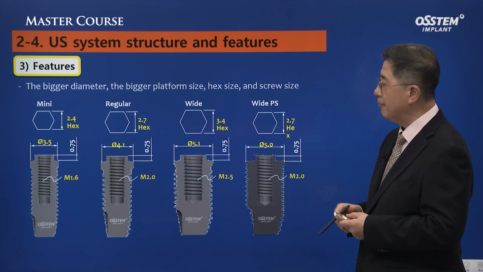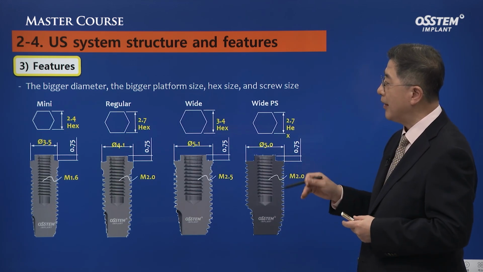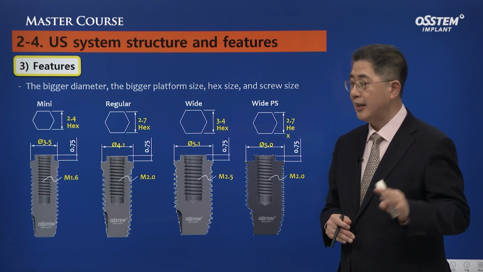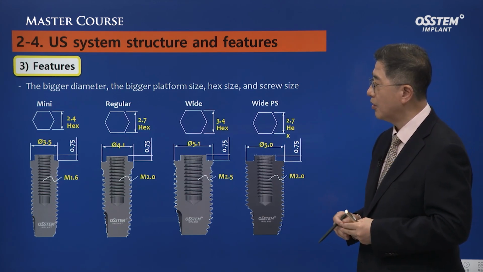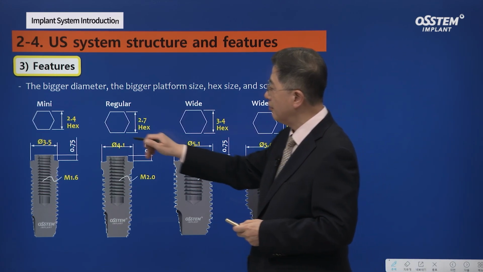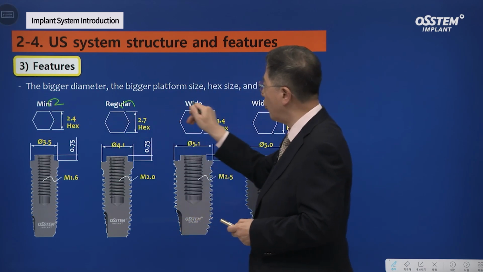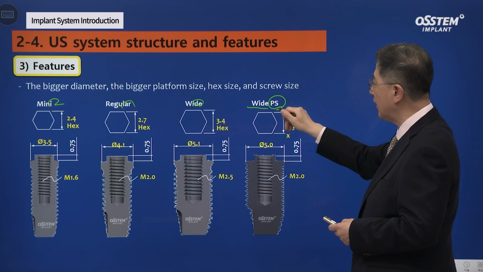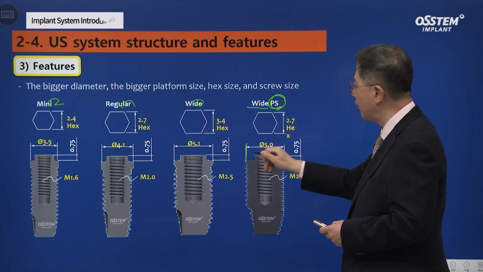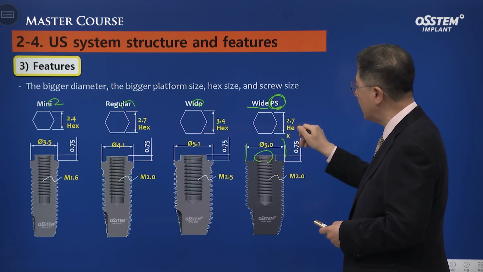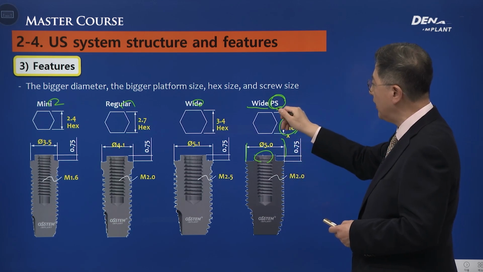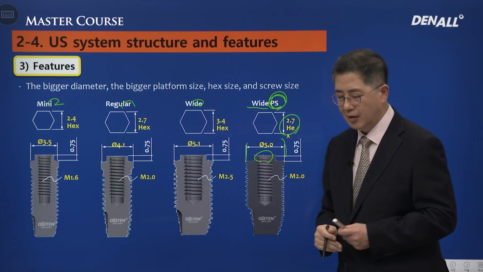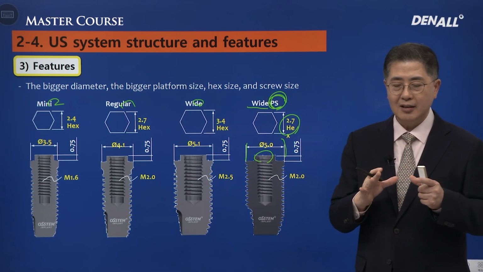It comes in various hexagonal sizes. OSSTEM offers 4 options: mini, regular, wide and wide PS. PS stands for platform switching. Wide implant with a hexagonal size of 2.7 millimeters is called PS. This is an implant system for platform switching.